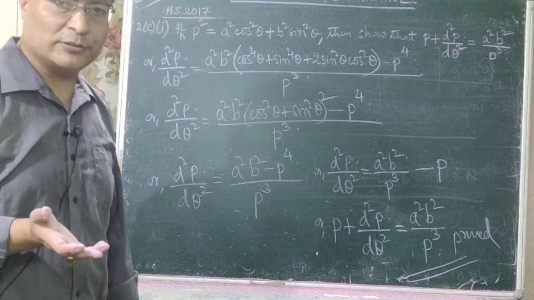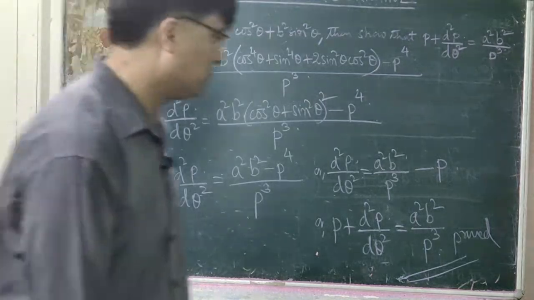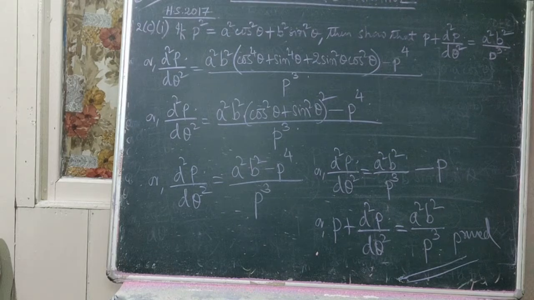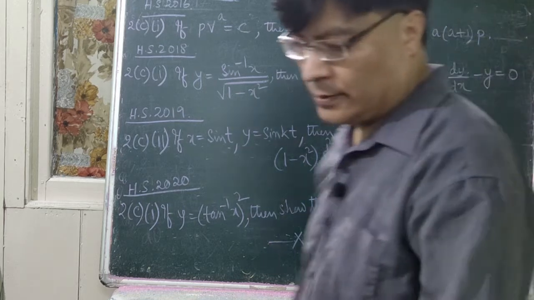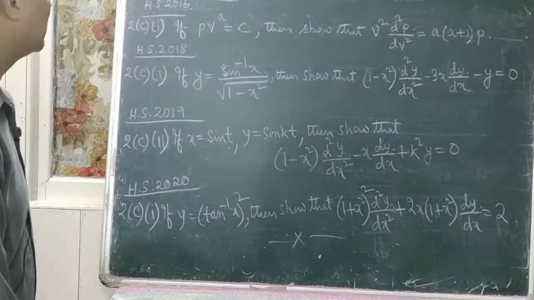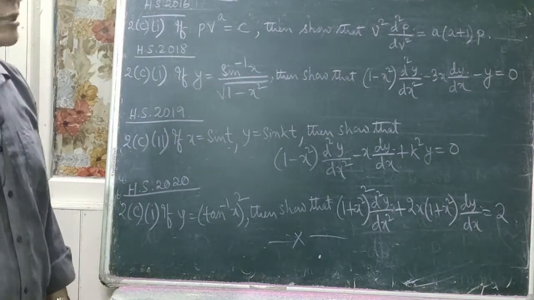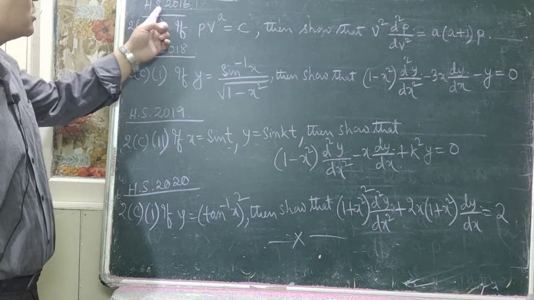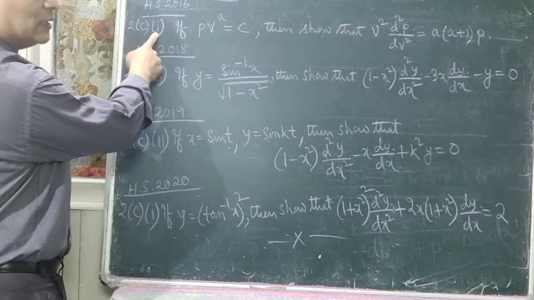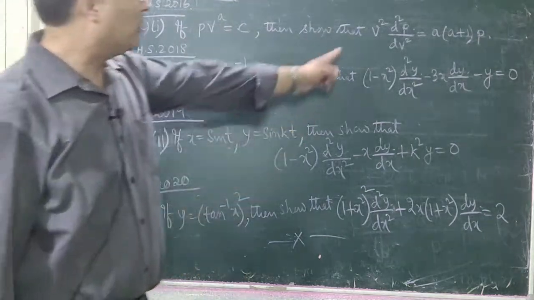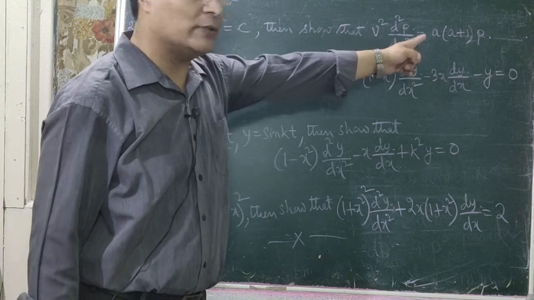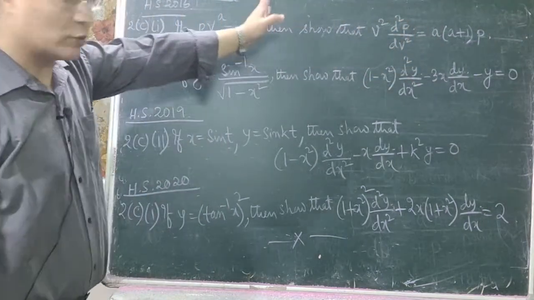So now I will give you homework, okay, from the Higher Secondary question papers. So now these are your homework from the previous year's question papers. This is from HS 2016. 2C number 1 is, if PV to the power A is equal to C, then you have to prove that V square into D2P by DV square is equal to A into A plus 1 into P. So this is your homework, you can do it.